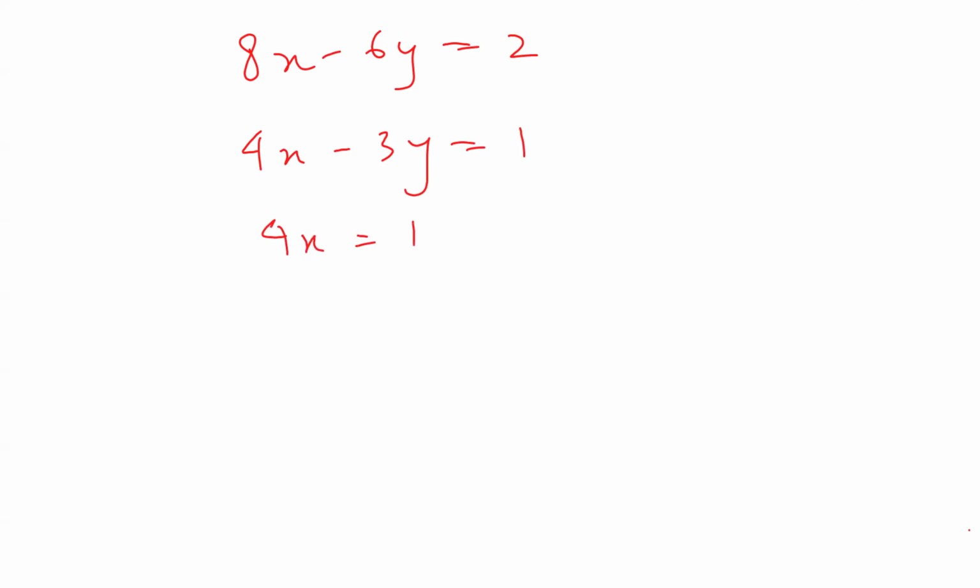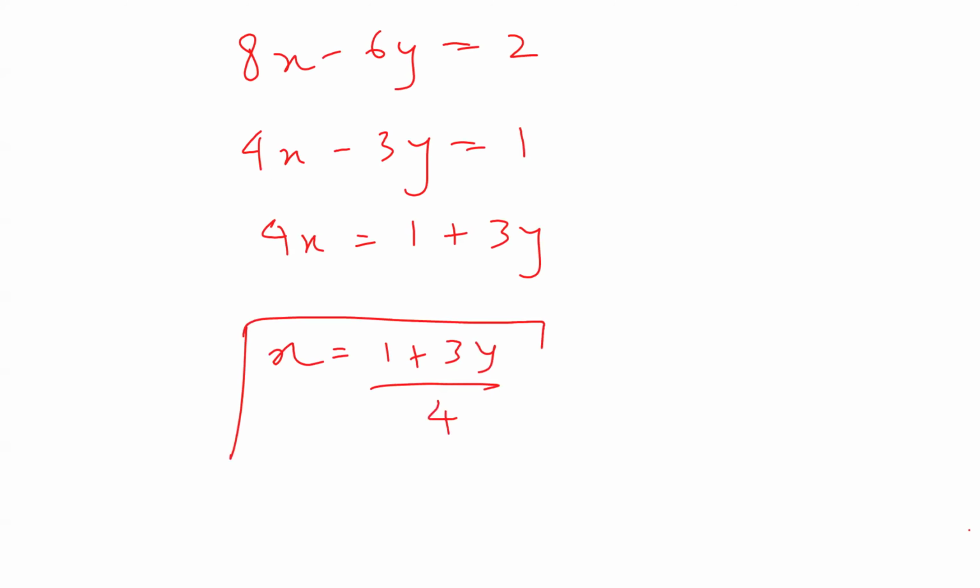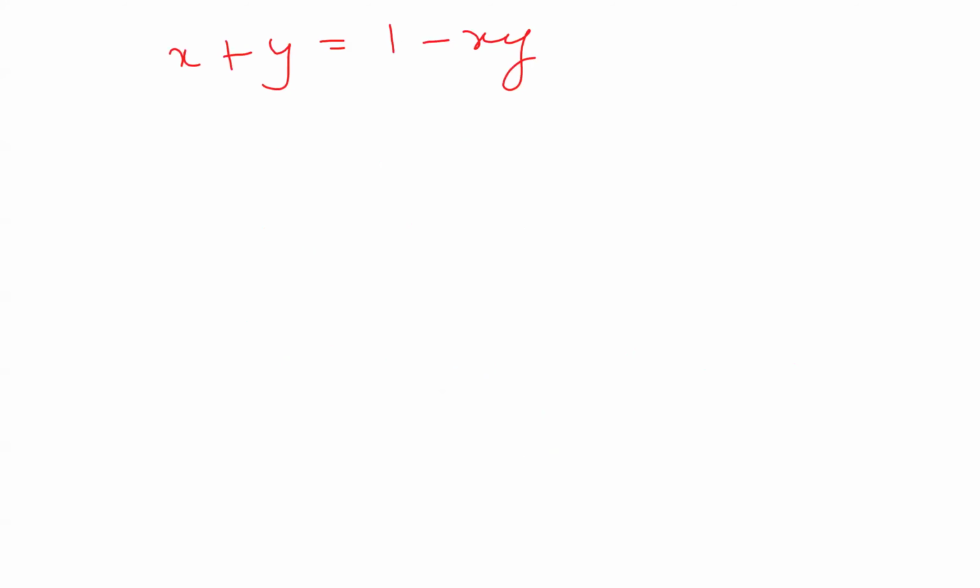Okay. 8x minus 6y is equal to 2. So 4x minus 3y is equal to 1. Divide through by 2. So 4x is equal to 1 plus 3y. So x is equal to 1 plus 3y upon 4. Let's put this in equation number 1. I'm putting the value of x. x value is 1 plus 3y upon 4.